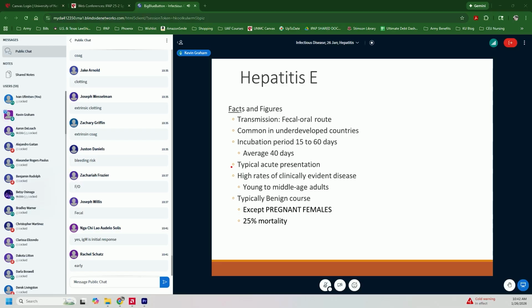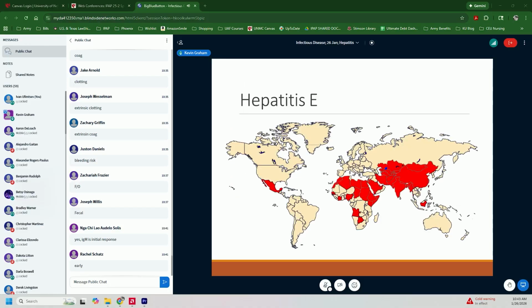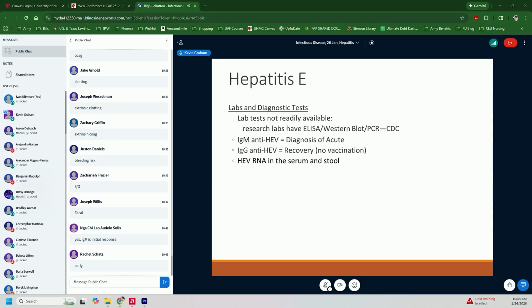So hepatitis E, otherwise pretty tolerable, very similar presentation, still fecal oral, but it happens to be present in a pregnant individual, much significantly higher risk for hepatitis. Here's some areas that it's really commonly found in. Some lab tests, look, we're talking about IgM and IgG again. If we have hepatitis E virus antibodies, IgM antibodies, it's acute. If we pull out and we see that there's IgG, then they're recovered from it.